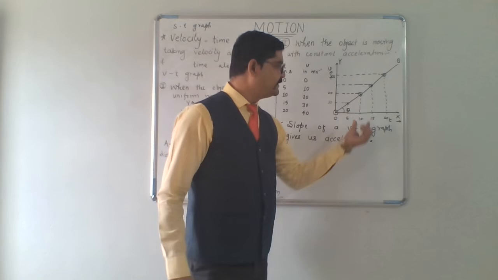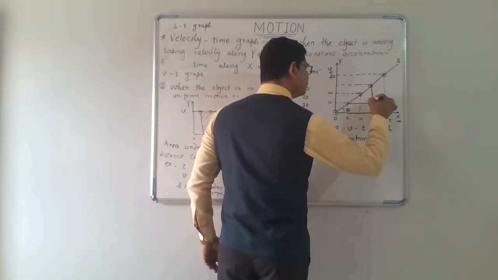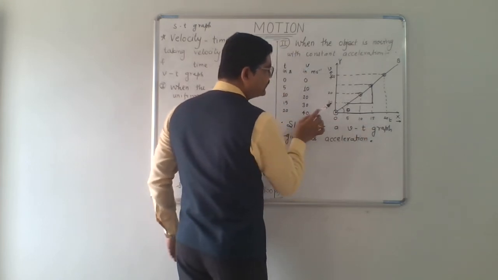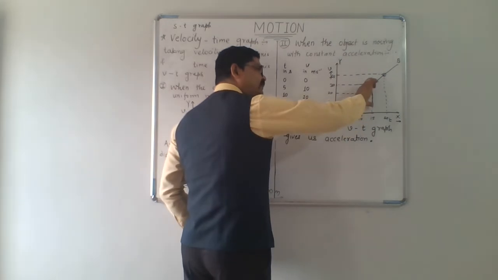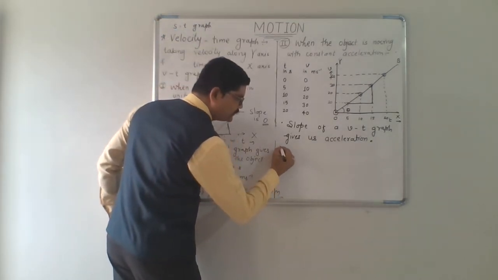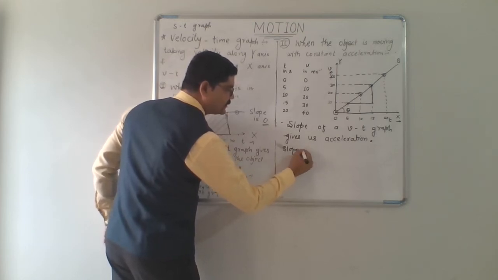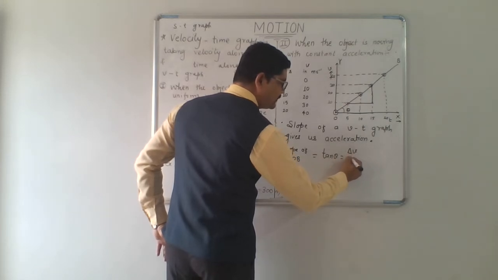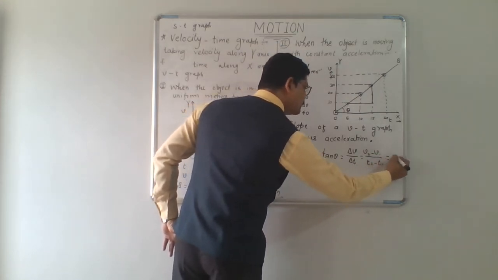Suppose we want to find out the acceleration in this time interval, 5 to 15. So I will take these 2 points. 5 will become T1, 15 will become T2, 10 will be V1 and 30 will be V2. This portion will be delta V and this portion will be delta T. So, slope of line OB, tan theta, is equal to delta V upon delta T, or V2 minus V1 upon T2 minus T1, is equal to the acceleration of the object.